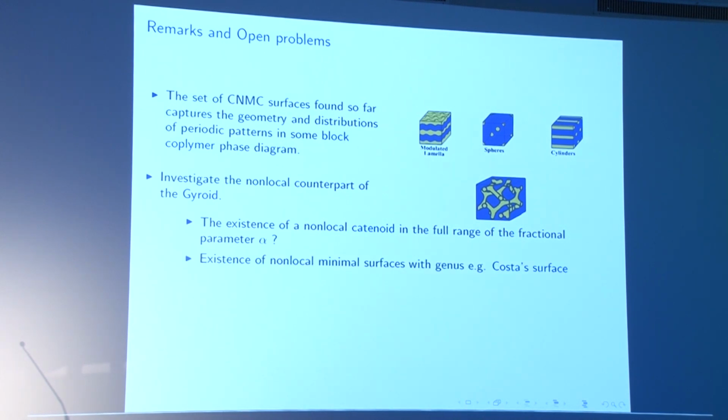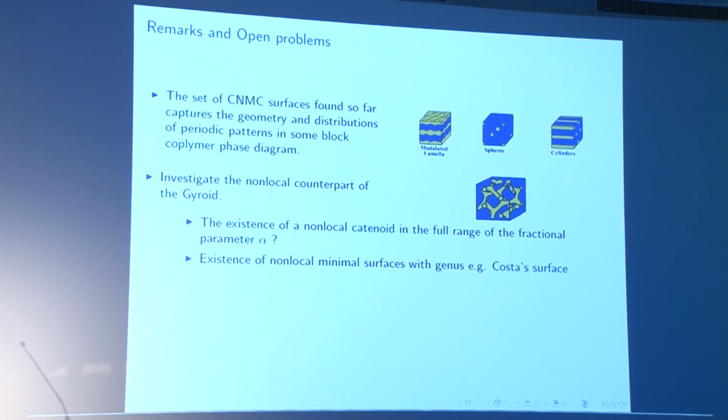So there are also different open questions. One of them is the Costa surface, and I like the Costa surface. I would not say otherwise because I'm here in Brazil, but still it's a very interesting surface with genus. That would be the first example in the non-local theory of surfaces with genus.